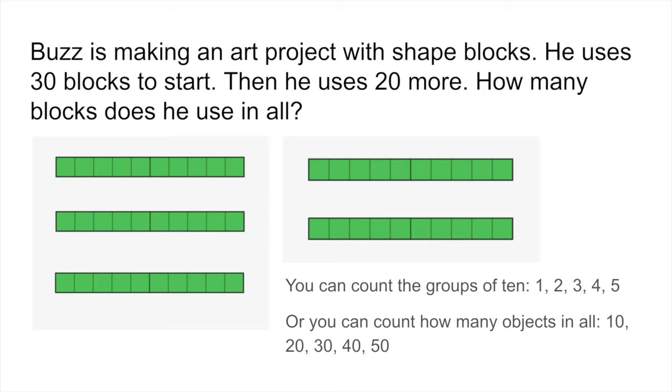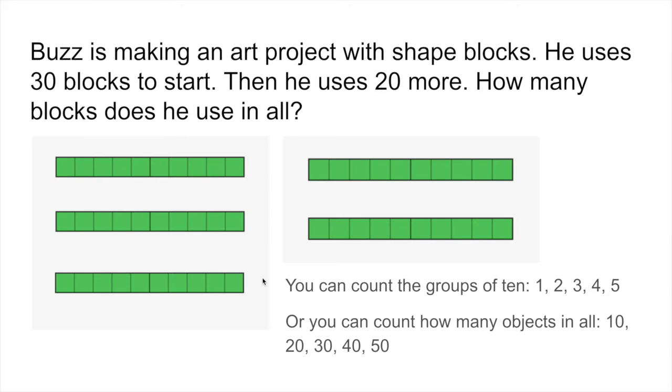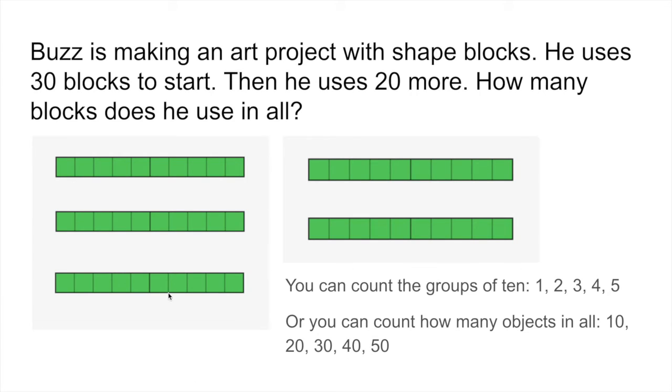The important thing that we just learned is that you can count groups of 10, 1, 2, 3, 4, 5, or you can count how many objects in all, 10, 20, 30, 40, 50. They give you the same answer because 5 groups of 10 is the same as 50. By noticing that, this is going to help you add later. It might be hard for you to add 30 plus 20, but I bet you know 3 plus 2, 3 groups of 10 plus 2 groups of 10. You'll just have to make sure to remember that those are groups of 10.